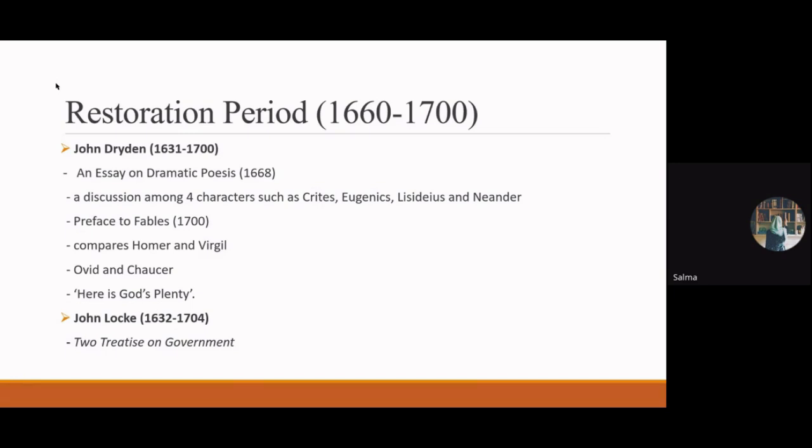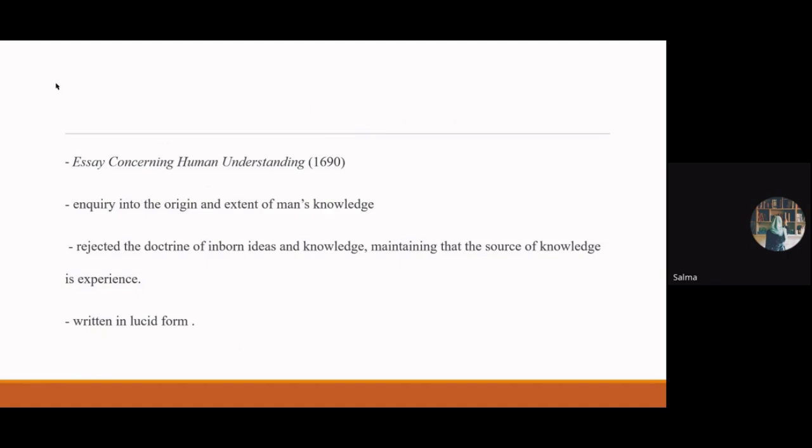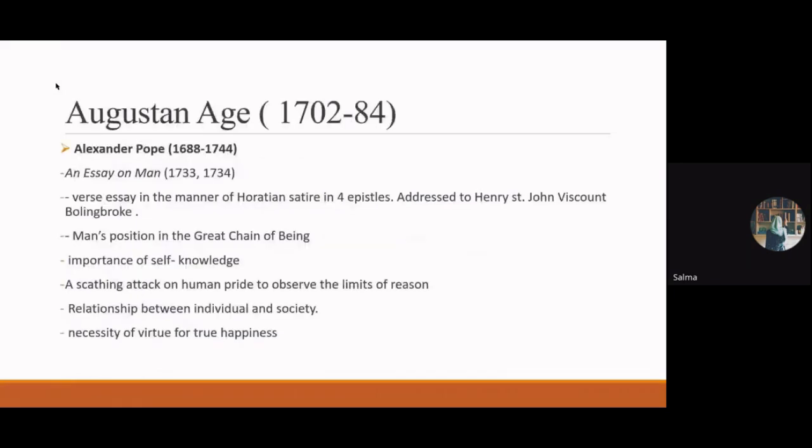Then moving to John Locke, he has written Two Treatises of Government and An Essay Concerning Human Understanding, where he talked about the inquiry into the origin and extent of man's knowledge, and he also rejected the doctrine of innate ideas, where he talks about tabula rasa. He was rejecting the doctrines of innate ideas and knowledge, maintaining that the source of knowledge is experience. And this was written in lucid prose. Moving to the Augustan Age, I'm just giving the overview, so I think I'm giving the important points also.